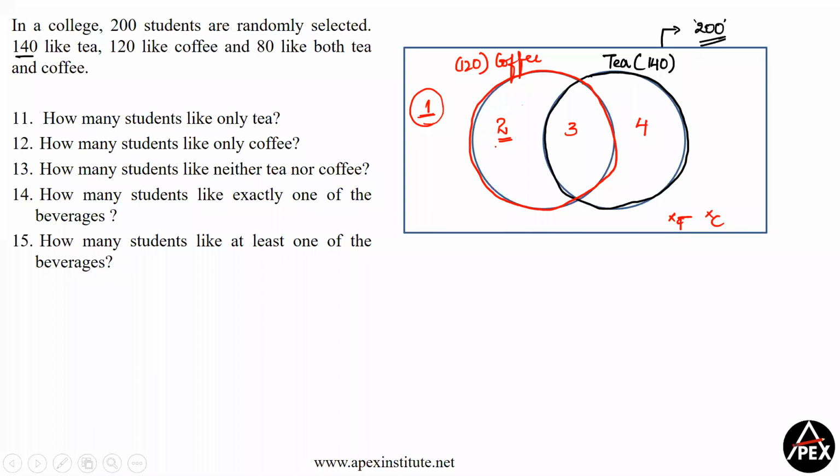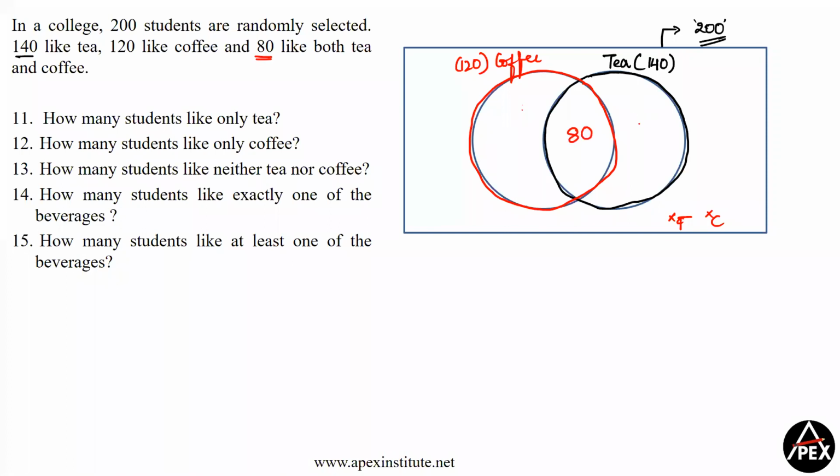Region 2, only coffee. Perfect. So here we will be having students who drink only coffee. Now region 4, only tea. And what does region 3 indicate? Both. Now in these types of questions, always start with the intersection region, isn't it? So we are given that 80 like both tea and coffee. So this will be 80.